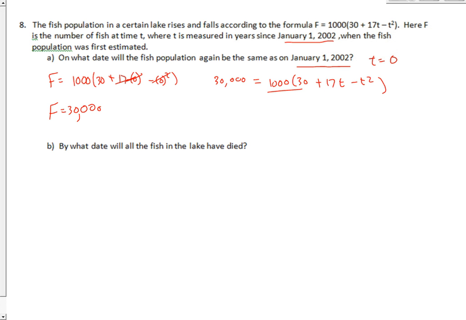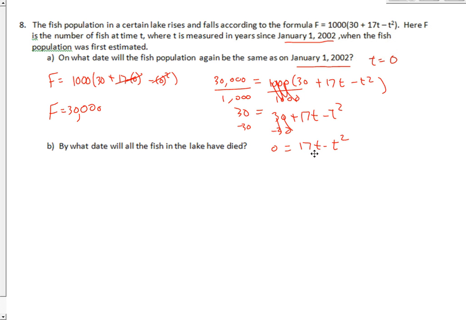So we're going to divide out the 1,000 from both sides. We get 30 equals 30 plus 17t minus t squared. So we've got a quadratic forming here. So we're going to set this equal to 0. So we've got to get rid of the 30 here. So we're going to subtract 30 from both sides. That happens to give us 0 equals 17t minus t squared, because that 30 also cancels out.